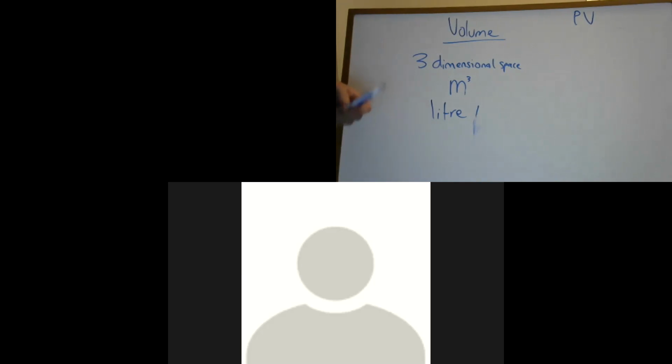So the volume of a bottle of Coke is 2 liters. The mass and the size is different. So we now have PV. We now have the moles. So this is the amount of substance. And it's not measured in grams or kilograms.